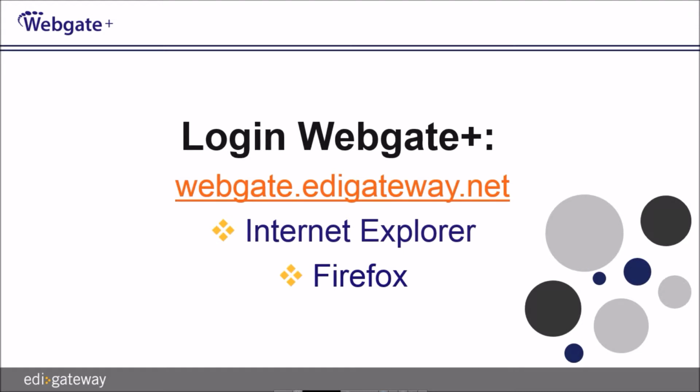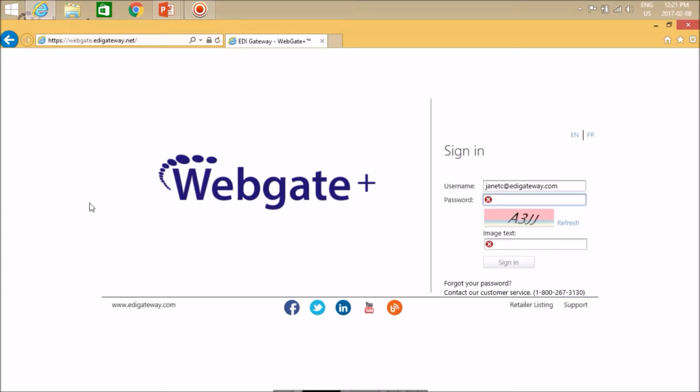First, log into webgate.edigateway.net by using Internet Explorer or Firefox. Our application is not compatible with Chrome or Edge. Enter the username and password assigned to you by our customer service department, or if you are already using the application, use your current username and password. Then enter the security code as shown on the screen.